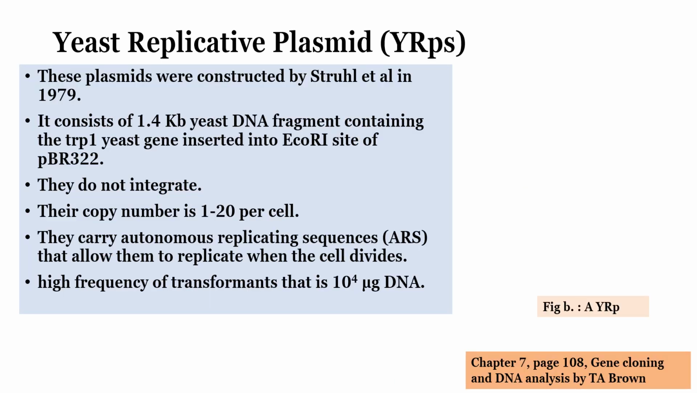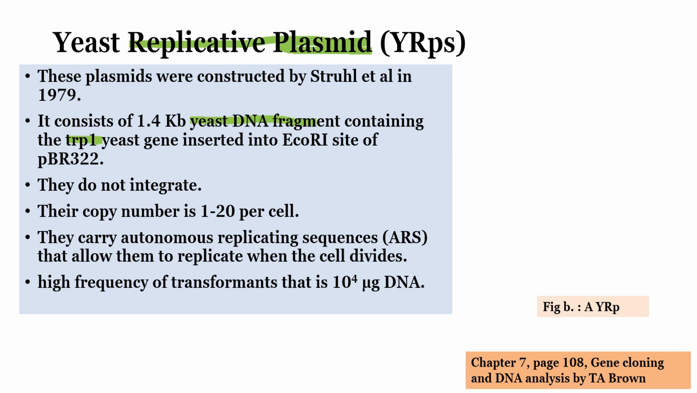Then comes the third type of plasmid present in yeast, the yeast replicative plasmid. The name tells us its purpose: to replicate, to make more copies of our gene of interest. These plasmids were first constructed by Struhl in 1979, and contain a 1.4 kb yeast DNA fragment that contains another metabolic gene, TRP1. TRP1 codes for an enzyme involved in tryptophan biosynthesis.